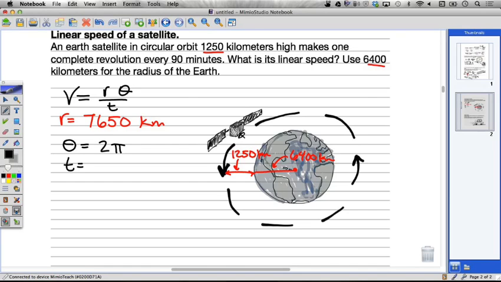Why would I automatically choose 2 pi? Because that's 360. They told me exactly this: how long does it take to go all the way around? Now, could I have chosen another value? Yes.